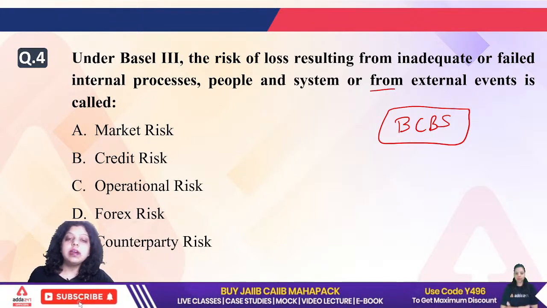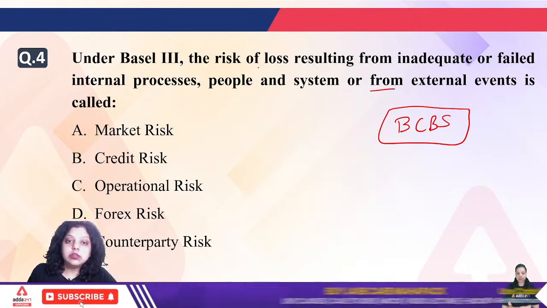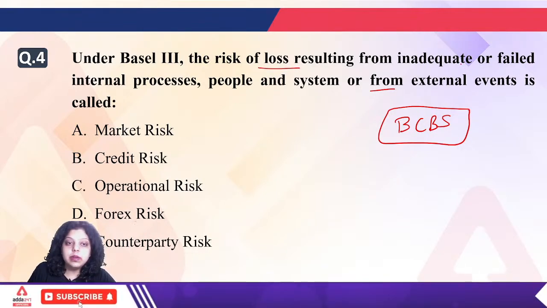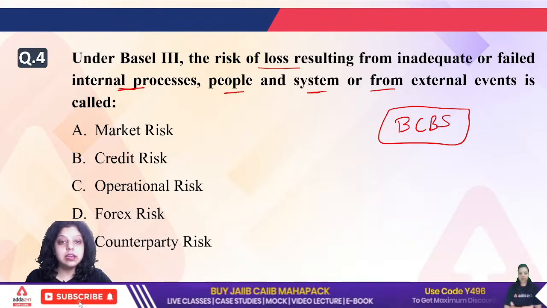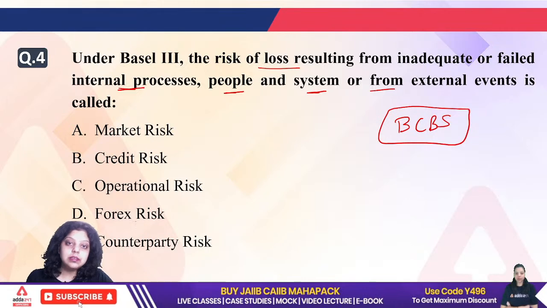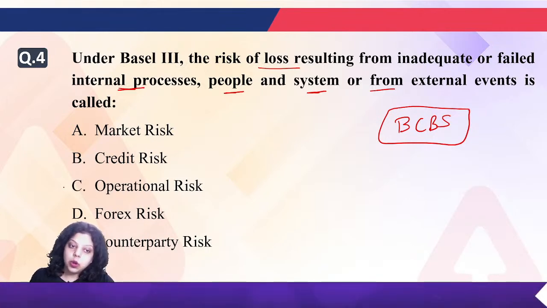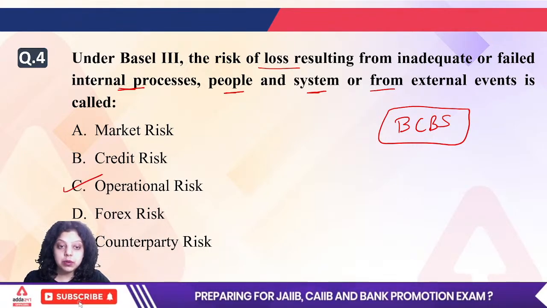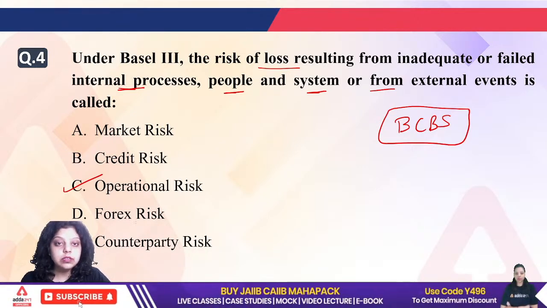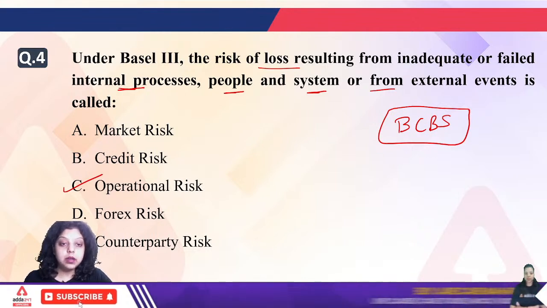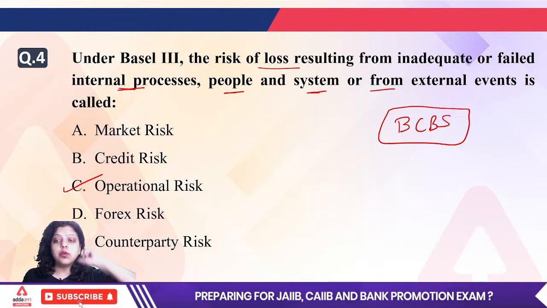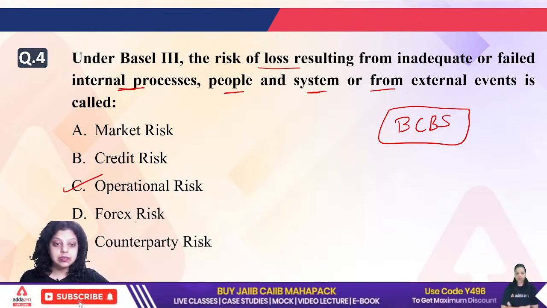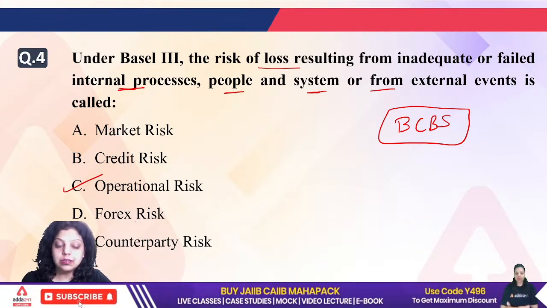These are the 3 international banking regulations given by the Basel Committee. Now we are asking that in Basel 3, the risk of loss resulting from inadequate or failed internal processes, people and systems, or from external events, which risk is that known as? The right answer will be operational risk. Operational risk is the type of risk which occurs because of the internal failure of the system, or because the staff of the bank are not performing or not following the code of conduct of the banking sector.